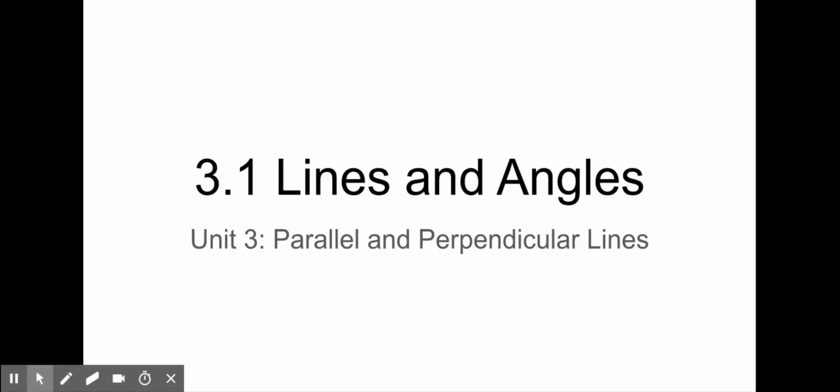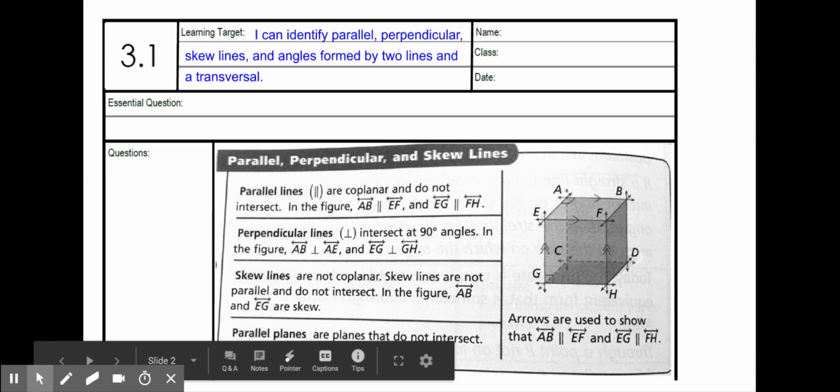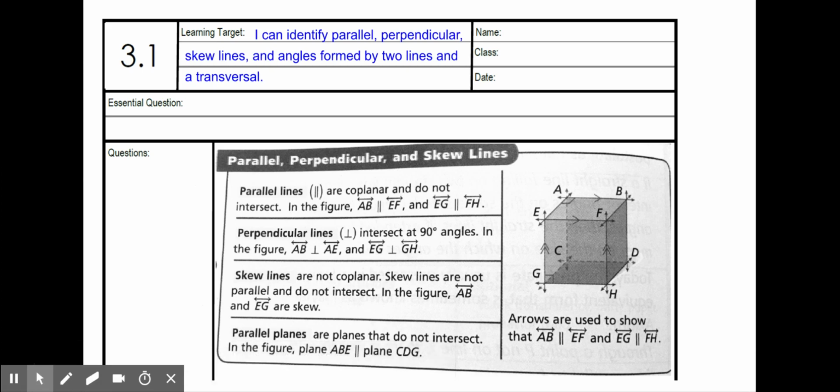Today we're going to look at lines and angles that are formed on shapes. Our learning target today is I can identify parallel, perpendicular, skew lines, and angles formed by two lines and a transversal. Our essential question is what angle relationships are created when parallel lines are intersected with a transversal?